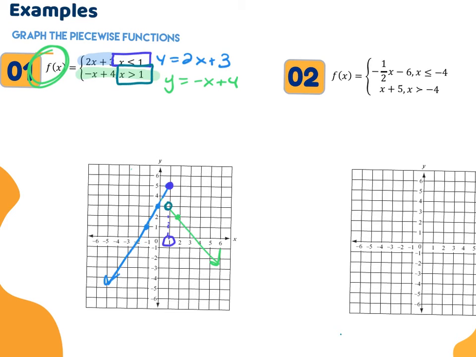So when you get to the end of your piecewise function, those graphs should be able to pass your vertical line test.